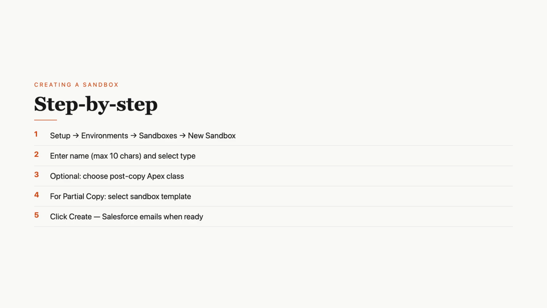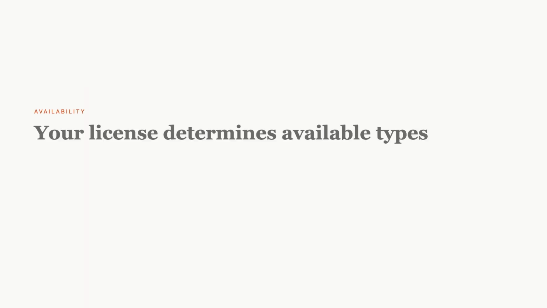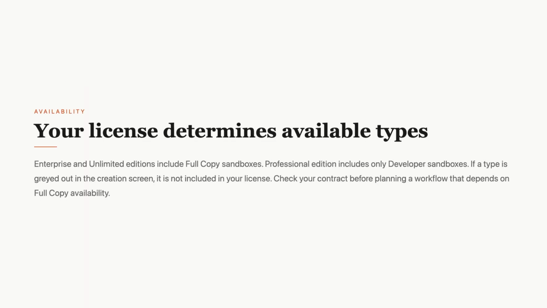Enterprise and Unlimited editions include more sandboxes and sandbox types than Professional. If a type is grayed out or unavailable in the creation screen, it is not included in your current license. Check your contract or contact your AE before building a workflow that depends on full copy if you're unsure whether it's included.